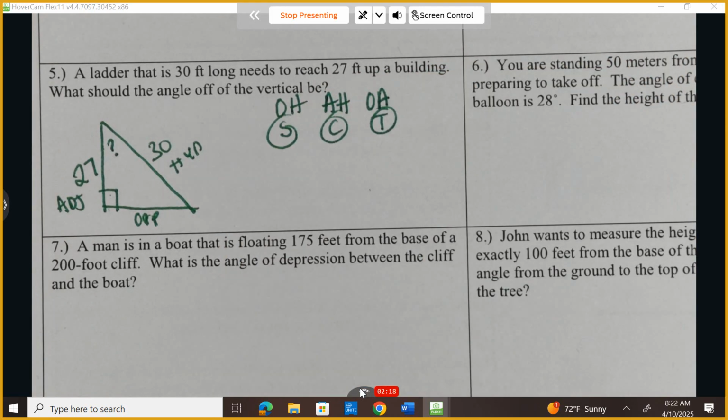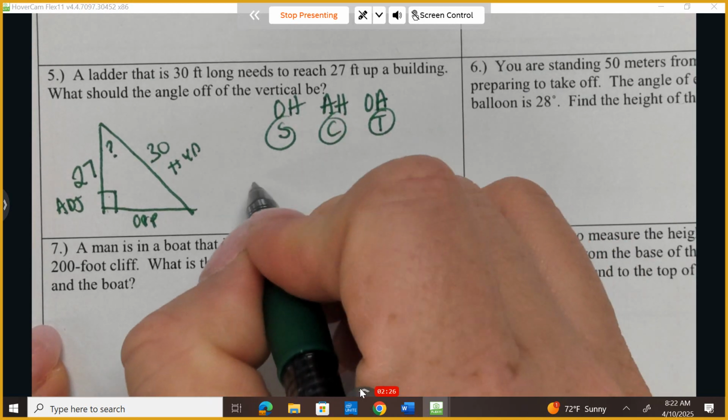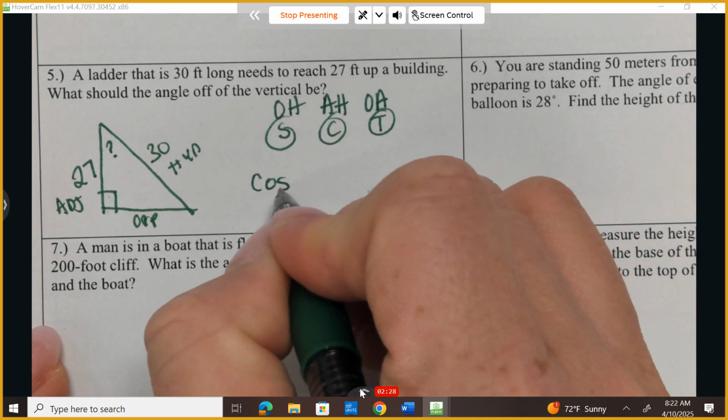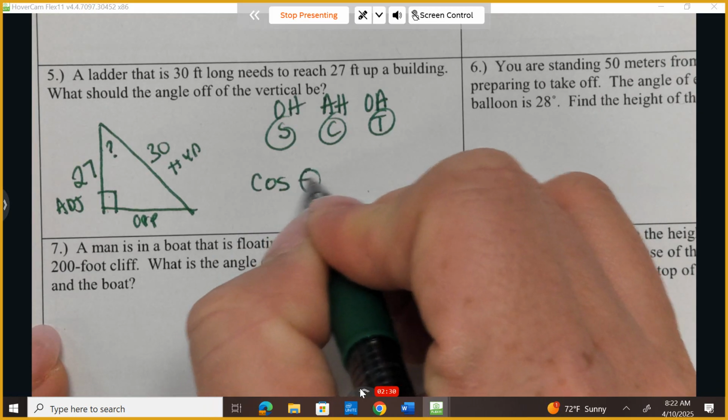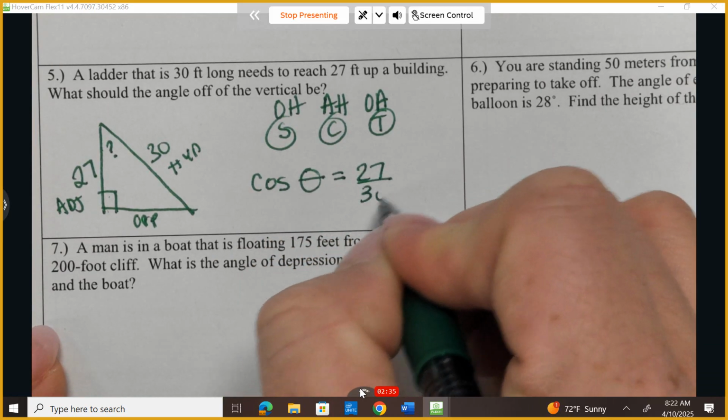So now I look up above and I go, okay, I know the adjacent and I know the hypotenuse. They can help me to determine this angle. Adjacent over hypotenuse is cosine. So everybody please write this down. The cosine, we don't know the angle. The cosine of this angle equals 27 over 30.